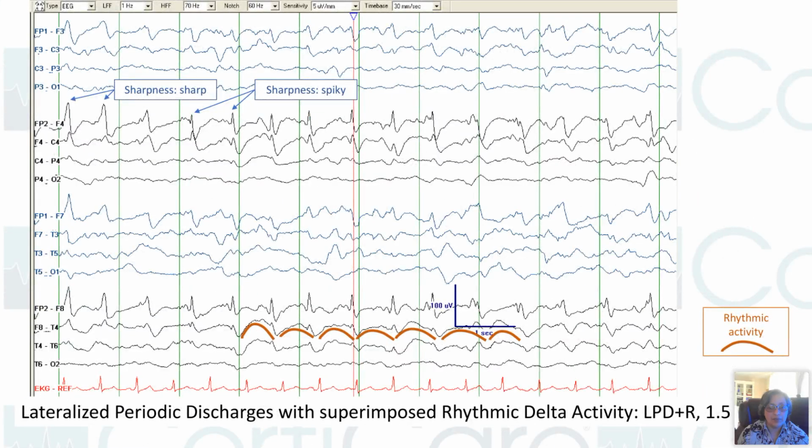Here is another example of LPDs with rhythmic activity. If you look at it, you have these sharps and a rhythmic delta following that sharp. So here we have a plus modifier, about 1.5 hertz of LPD plus R. So this pattern will be categorized into interictal continuum.